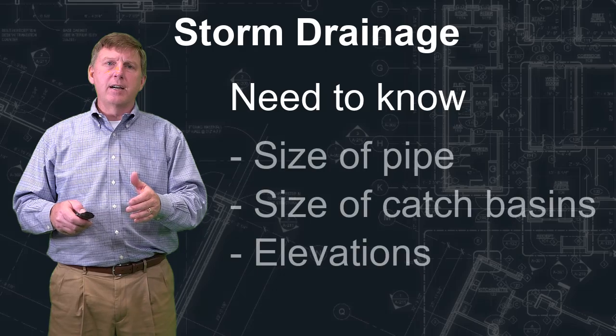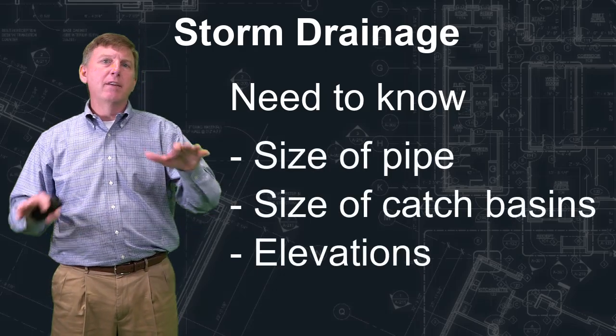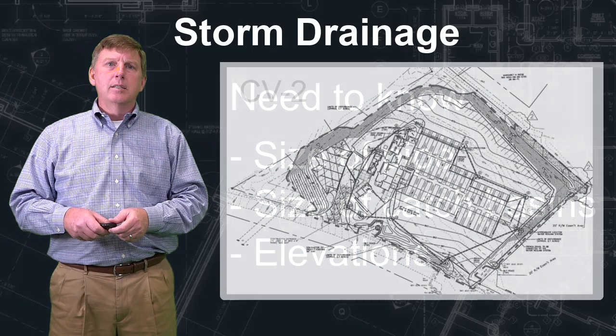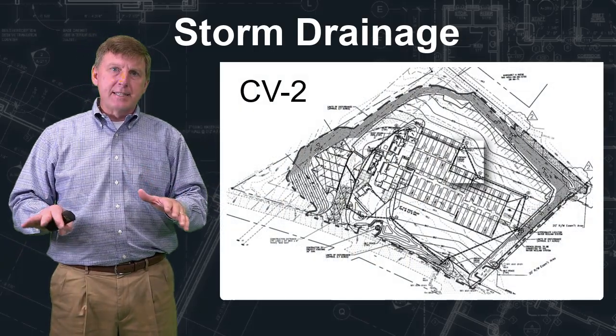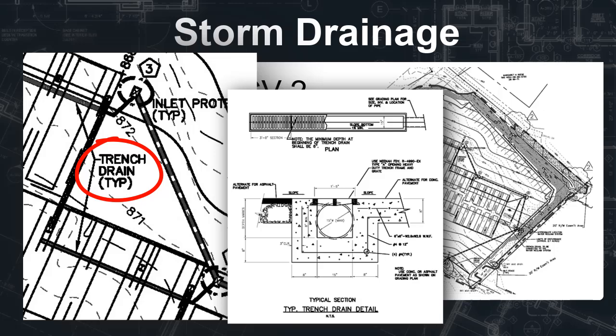So you'll need to figure out the size of the drainage pipes, the size of the catch basins, the elevation of those things. So let's look at the different type of drains on this site. They make use of trench drains on this site. That's where you have paving coming into a certain spot, and then there's a strip where that water flows into. That's a trench drain. We can see a detail of that here.